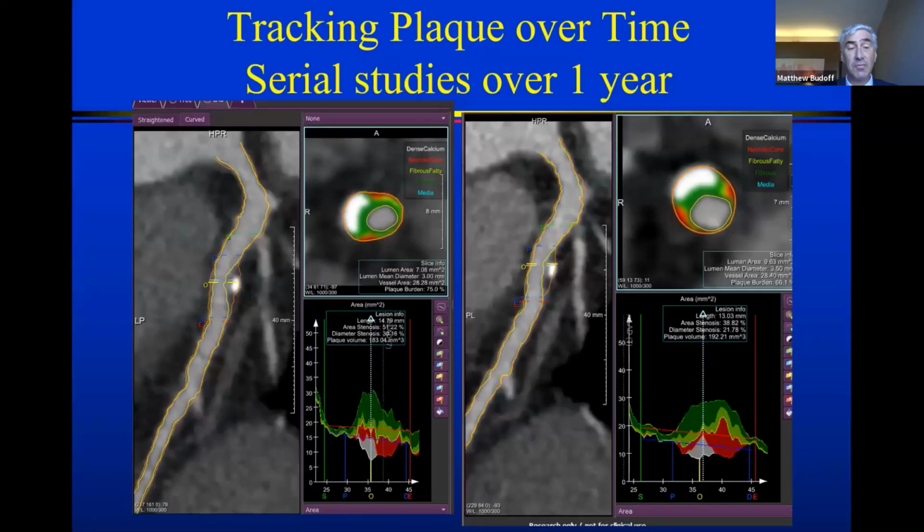So we have the capability now of using programs like QAngio-CT to track atherosclerosis over time. We can take an image on the left at baseline. We can randomize patients to different therapies and then follow them up a year later, or 6 months later, or 18 months later, and see what changed and get plaque quantification.